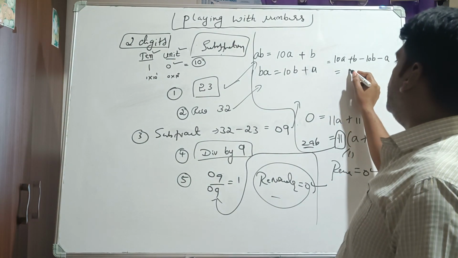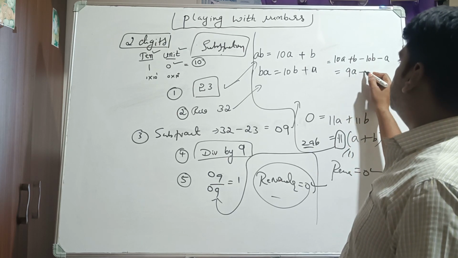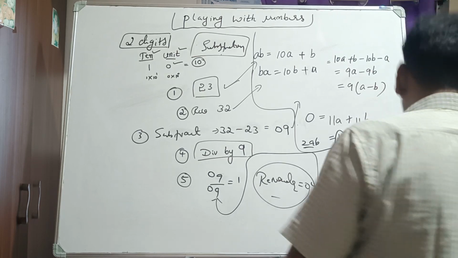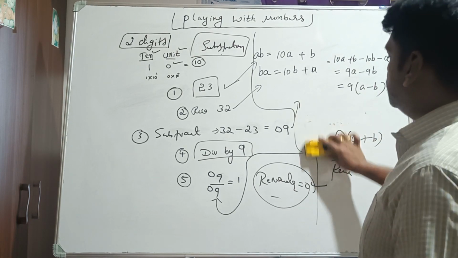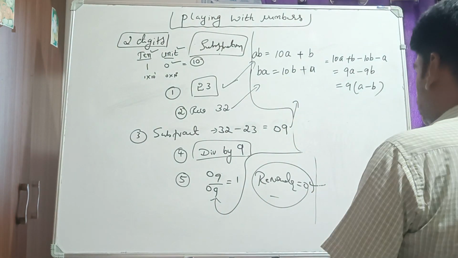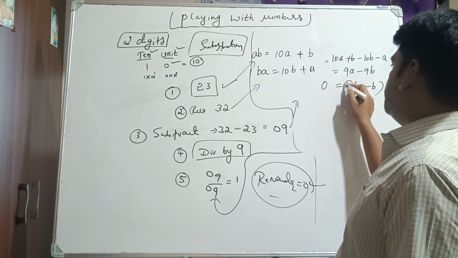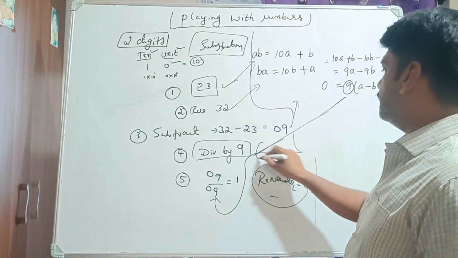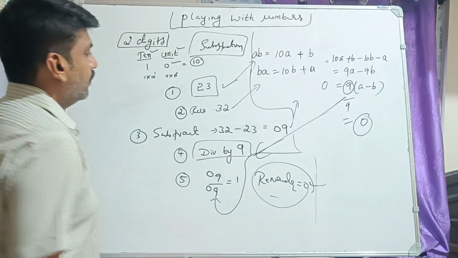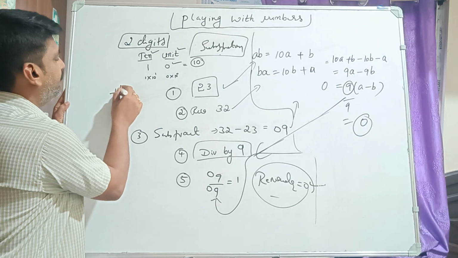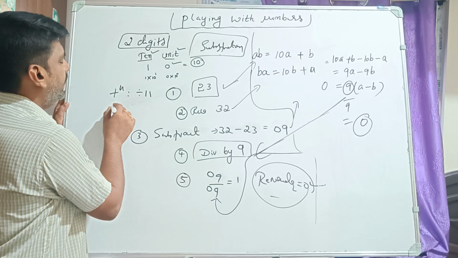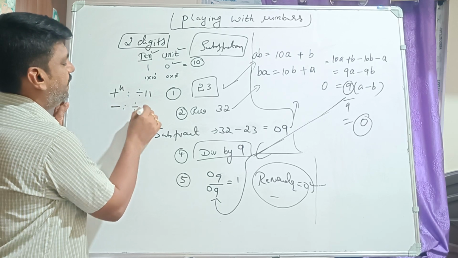So 10a minus a is what? 9a. This is minus 9b. So what will I get here? 9 of a minus b. Is it correct? So 9 of a minus b I will get, and here the LHS part is 0. This is the 9 which we have taken for the division. If I divide it by 9, what is the remainder you are going to get? 0. So if it is addition, you should divide it by 11. If it is a subtraction, you should divide it by 9.